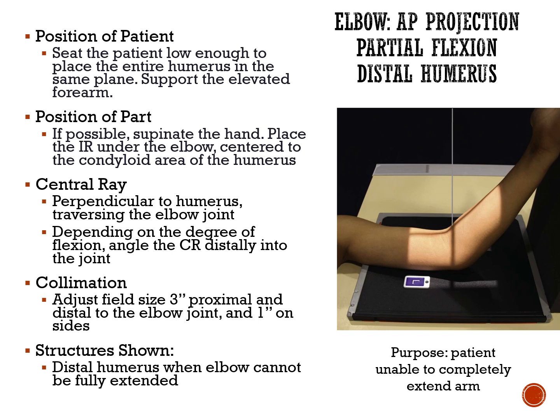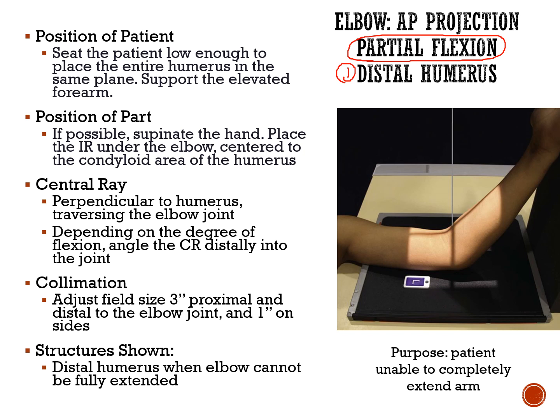Now, if a patient is unable to straighten their arm for an AP projection, we do have a trauma method for this. This would be called partial flexion. In partial flexion, we're going to do two projections. One is of the distal humerus and one is of the proximal forearm. This is of the distal humerus.